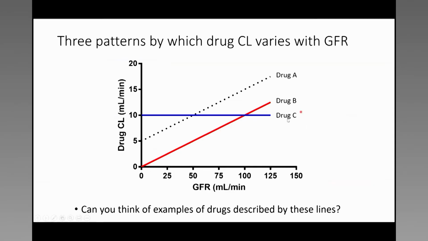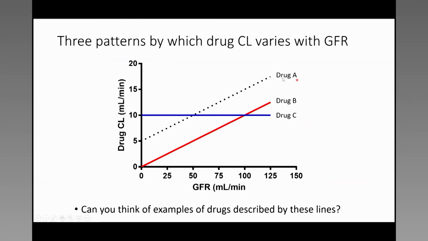Drug C is a drug whereby no matter how GFR changes, there is no change in drug clearance. So this would be a drug which has no kidney clearance or very minimal kidney clearance, and all the clearance is via, for example, the liver. So again, if we go back to our examples of our antibiotics, this may be a macrolide antibiotic, or for anticoagulants, it might be, for example, warfarin.